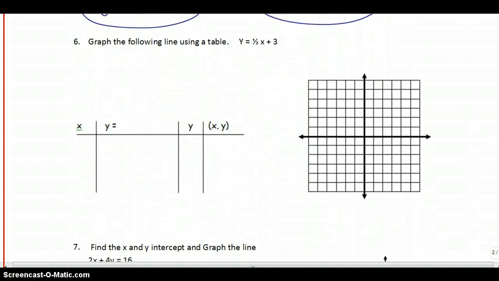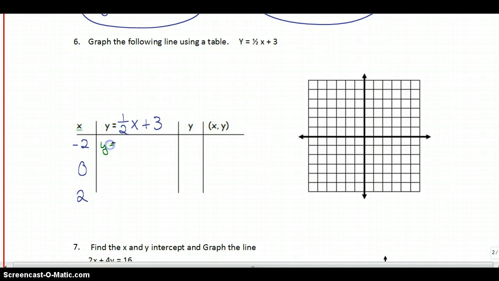Okay, graph the following line using a table. Remember, our x values, we can choose whatever we want. So I have the equation. It's already solved for y for me, so I've got y is equal to 1/2 x plus 3. I'm going to be careful when I choose my x values because I want this 2 to cancel out. How am I going to make that happen? Multiples of 2. So I'm going to start with negative 2, then I'm going to do 0, and then I'm going to do positive 2.